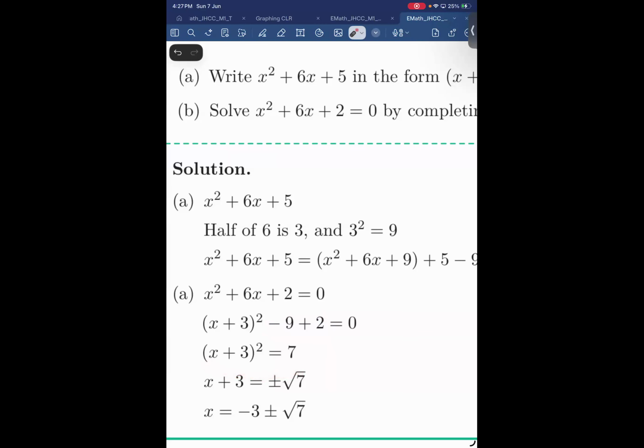Then what you can do is to square root both sides. Square root both sides, but then you need a plus minus here. Then afterwards you minus 3 on both sides. So minus 3 plus minus square root 7.